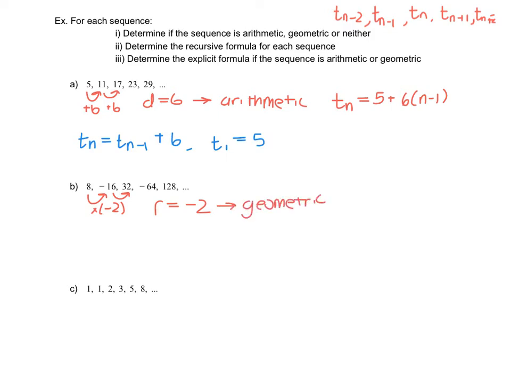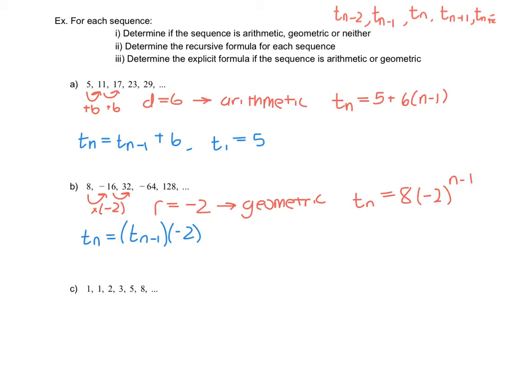So the explicit formula is Tn equals the first term, which is 8, times our common ratio, all to the power of n minus 1. Now let's try the recursive. So for my recursive formula, I know to get from one number to the other, I'm just multiplying the previous term by -2. So Tn is taking the previous term and multiplying it by -2.